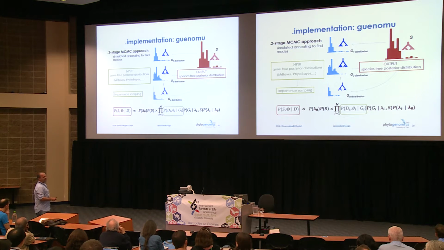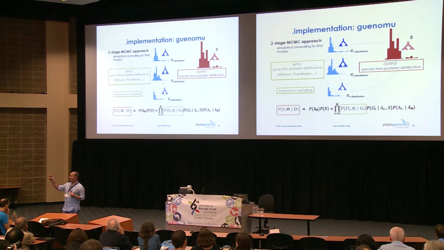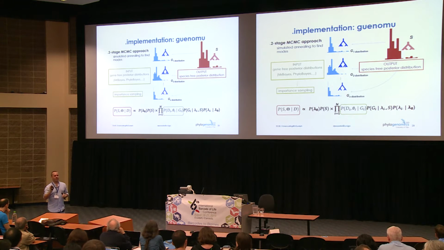The idea works like this. I'm not going to explain the details, but basically, we have two components, remember: the probability of the gene tree given the data, and the probability of the species tree given the gene trees. So we just focus on the second part, which is the green part, okay?